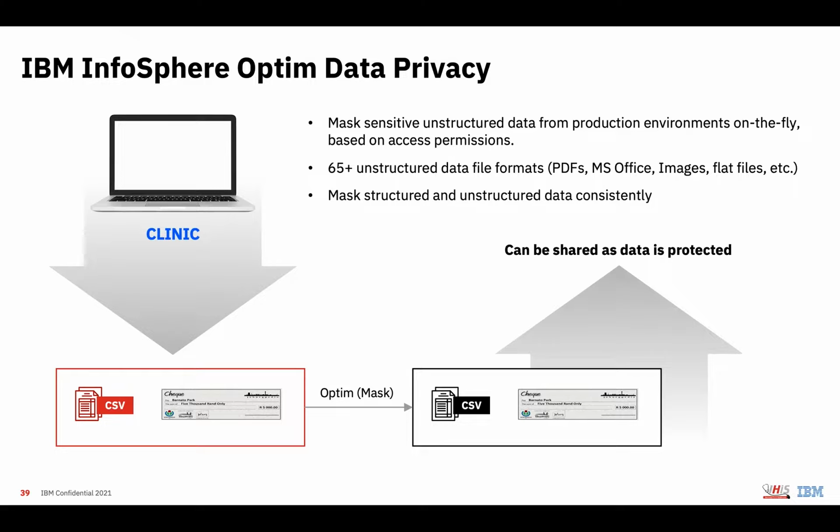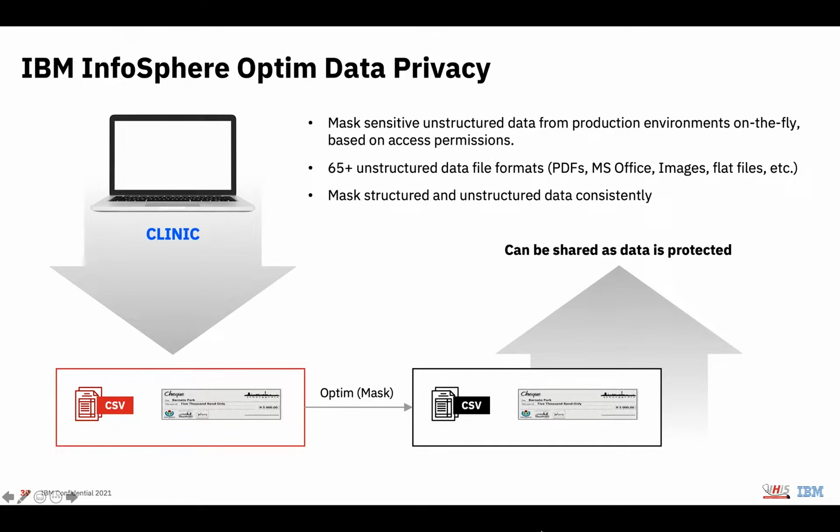In the IBM InfoSphere Optim data privacy software that we have proposed as part of the solution, we can mask both unstructured as well as structured data consistently, and there are more than 65 unstructured data file formats like PDF, Word, images, flat files, etc. supported. Let's take a quick look at this scenario.